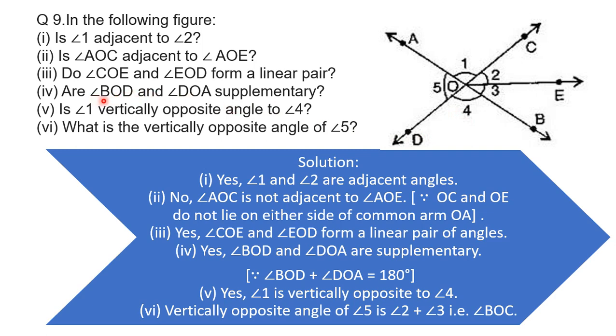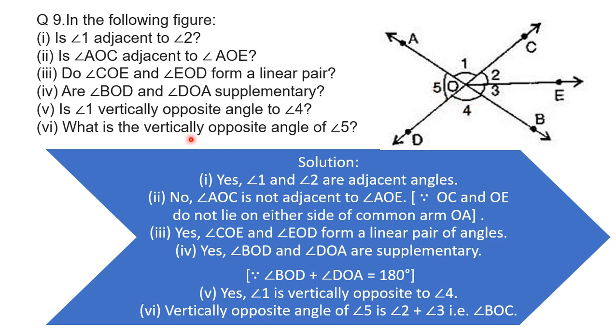Next, question number 4: are angle BOD and angle DOA supplementary? Now, angle BOD and angle DOA. See, again imagine only the AB line and OD stands on it. So line AOB is divided into two angles 5 and 4, and by the linear pair we know that these two angles are 180 degrees. So we can say these two angles 5 and 4 are supplementary angles.